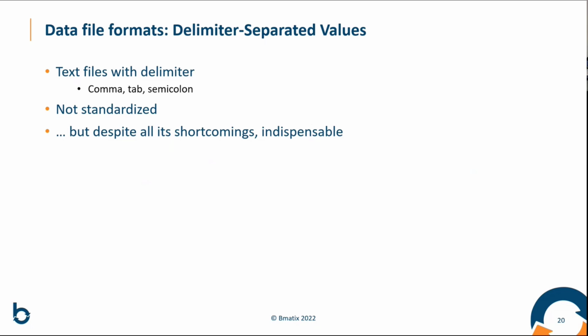So anyone can do their own text implementation and use different separators. If you, for example, open a file, you expect it to be separated with commas, but it's separated with tabs. Of course, it won't render correctly. But despite all the shortcomings, it's actually indispensable because it is so widely supported by data processing frameworks. It can be opened by anyone in a text editor to inspect the values inside.